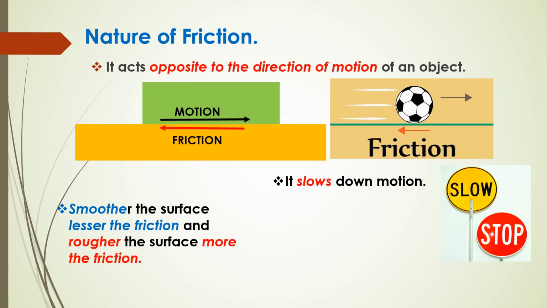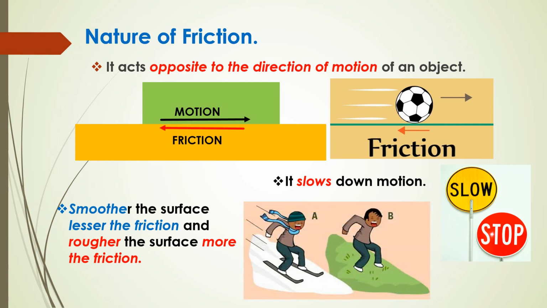Smoother the surface, lesser will be the friction, and rougher the surface, more will be the friction. Therefore if the surfaces are smooth, there will be less friction, whereas if the surfaces are rough, then there will be more friction, which is very clear from these two pictures.